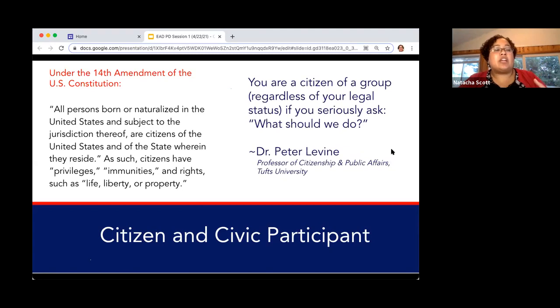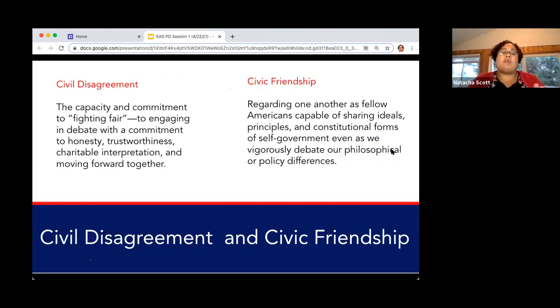And this is one of the points of tension that we see within design challenge number 1 and the language in design challenge number 1. Additionally, in design challenge 1, what comes to the surface is this concept of civil disagreement and civic friendship, and the push and pull that we see between that terminology. Civil disagreement is the ability and commitment to fighting fair. Okay, thinking about honesty, trustworthiness, charitable interpretation, and being able to move forward together. This concept of civil disagreement.